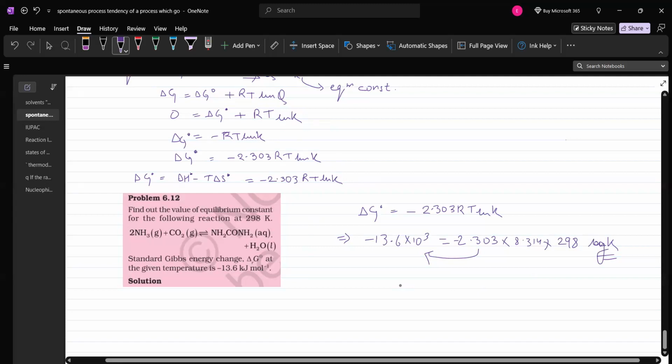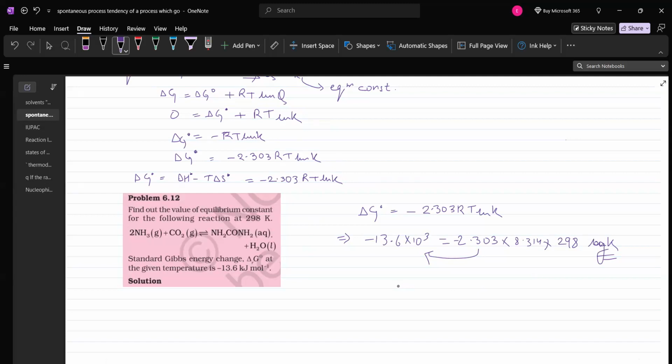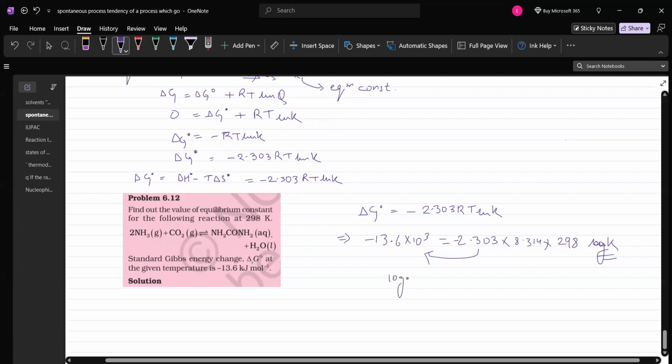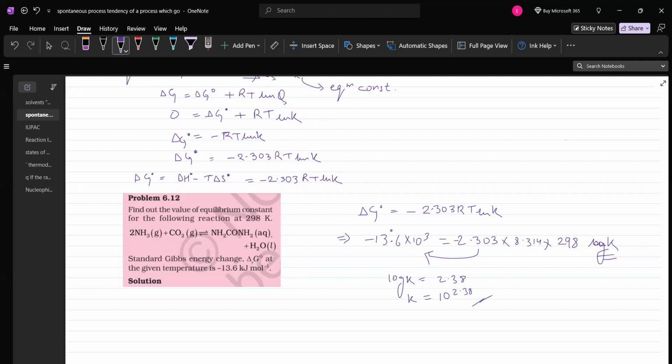Got it? Yes, sir. So log K here will be 2.38. Then what we will do? We will do 10 to the power 2.38. Got my point? Yes. That is how we will solve this question and get the answer. So I think you don't have a problem with the numerical part. I will send you the questions.